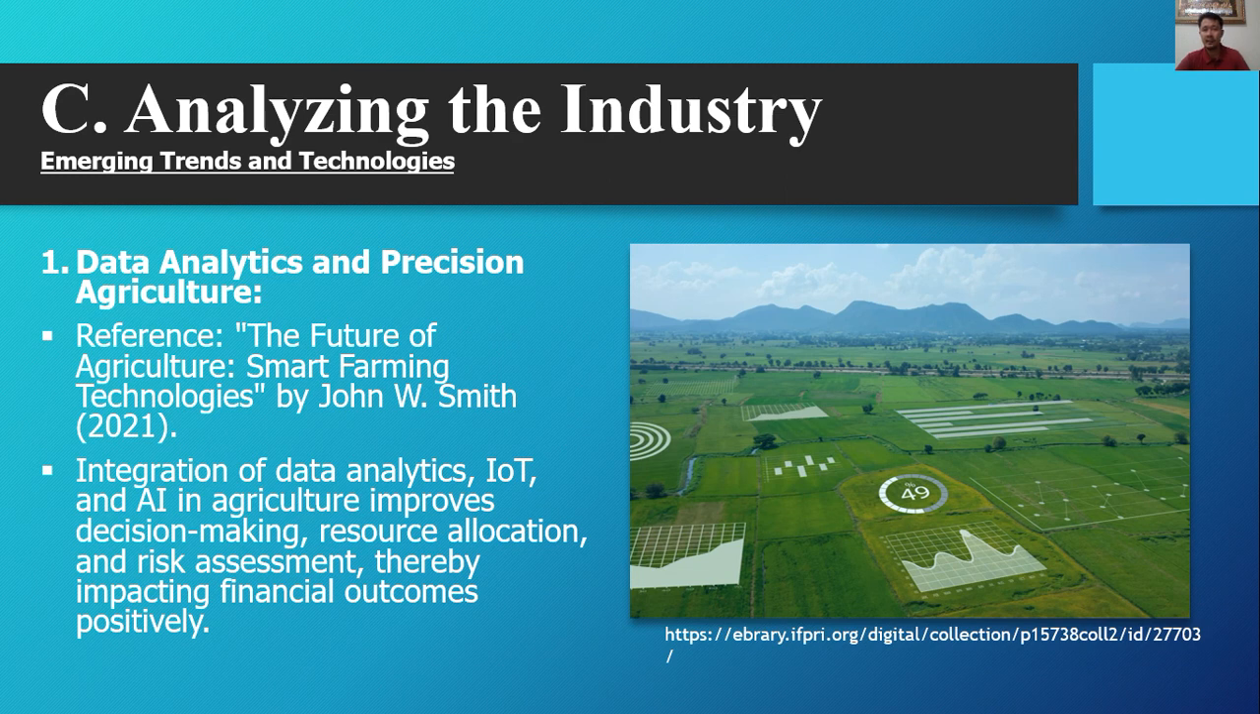And also, nowadays, since the technology is advancing, data analytics and precision agriculture are also vital in our overall agribusiness operation. Integration of data analytics, IoT, and AI in agriculture will improve decision making and make it more efficient, in your resource allocation and risk assessment, thereby impacting the overall financial outcome positively.